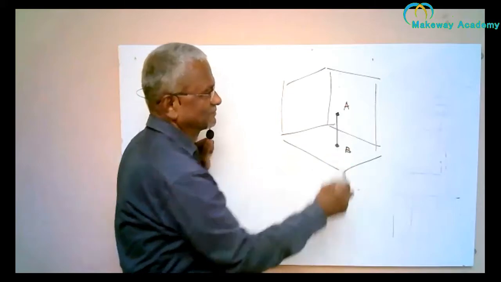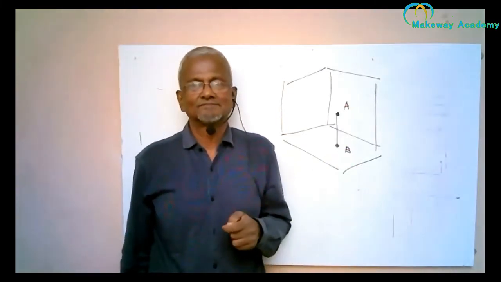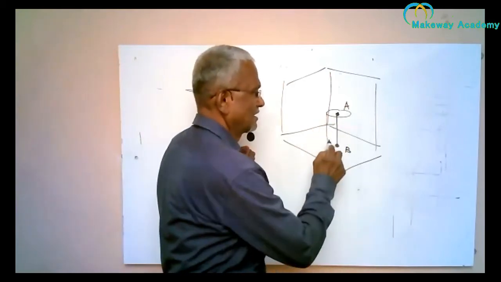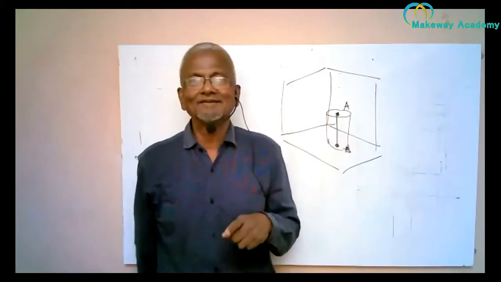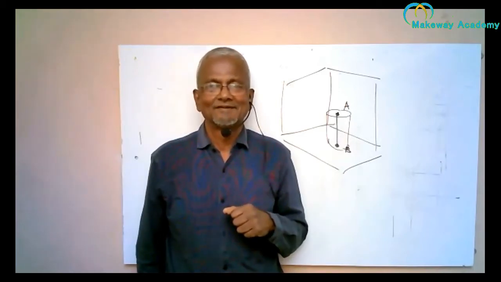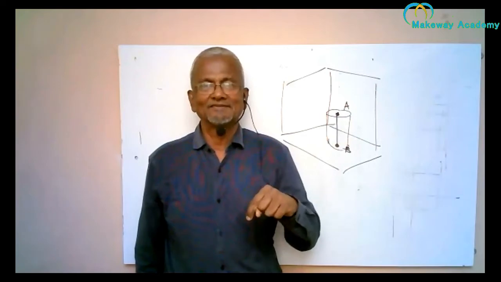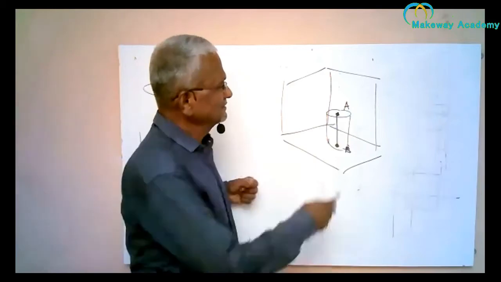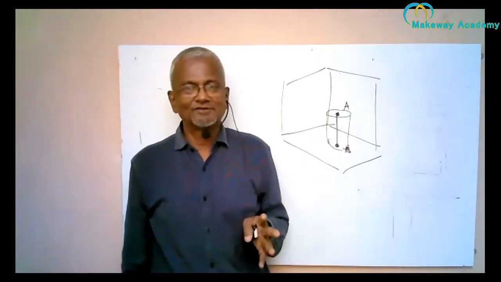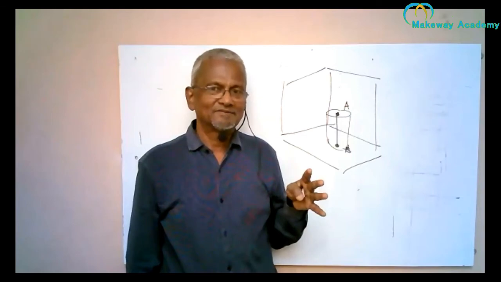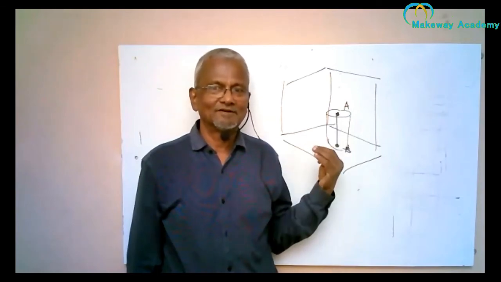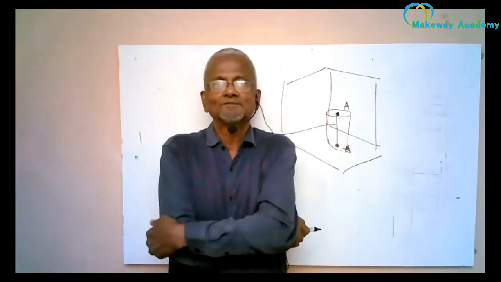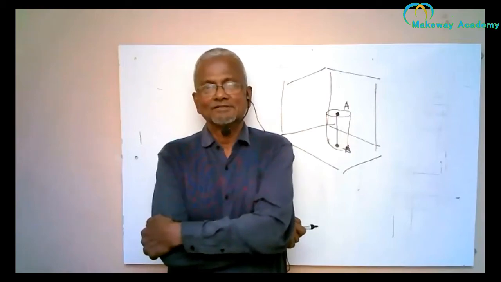So AB is the axis of the cylinder. The axis is an imaginary line. So the cylinder is like this. I am interested in the axis. So I have positioned the axis with respect to the three planes. The axis is perpendicular to the horizontal plane. Since it is perpendicular to the horizontal plane, it is parallel to the other two planes, because the planes are mutually perpendicular to each other.